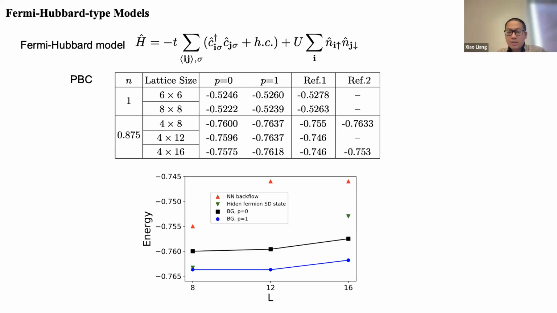The figure denotes energy comparisons. From the figure, our method gives lower energy values than neural network backflow for all lattice sizes. After one natural step, our method gives lower energy values than the hidden fermion Slater determinant.